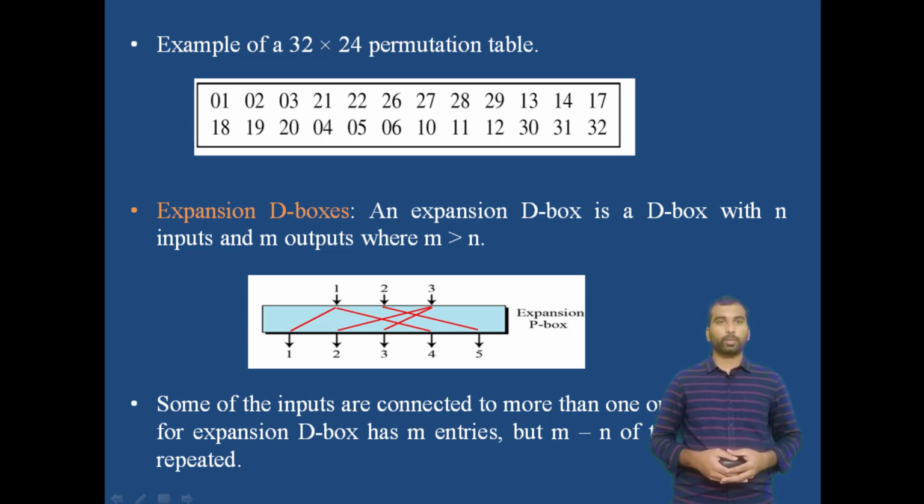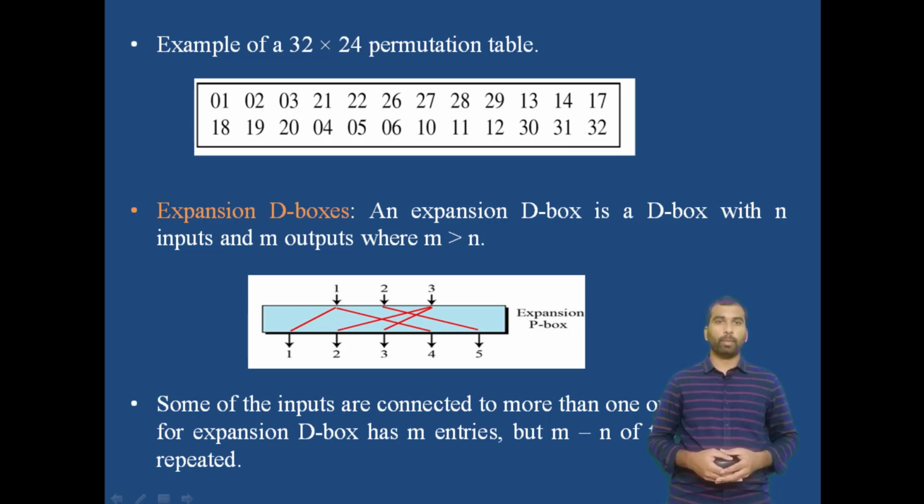The next one is expansion D boxes. An expansion D box is a D box with n inputs and m outputs, where m is greater than n. This is quite opposite to the compression D box. In the expansion D box, we have 3 inputs and we get 5 outputs. You can see the diagram here. I have 3 inputs, 1, 2, 3, but I'm getting 5 outputs.